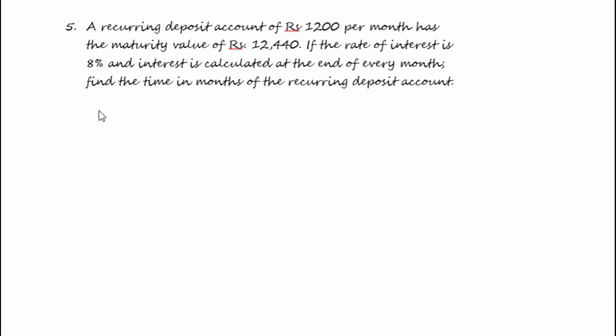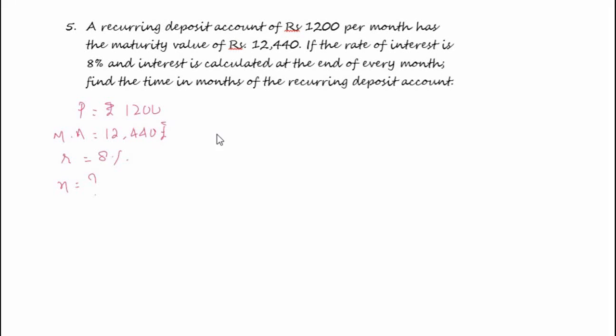So deposit amount per month is given, that is P equal to rupees 1200. Then maturity amount is also given. So maturity amount is 12,440 rupees. And interest rate R is given, that is 8%. So we need to calculate N. So what is N here?